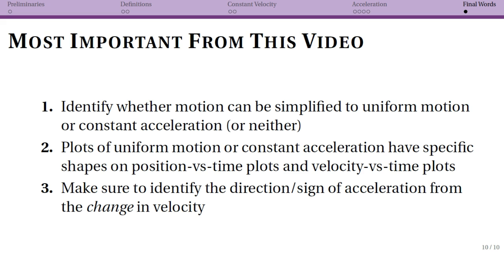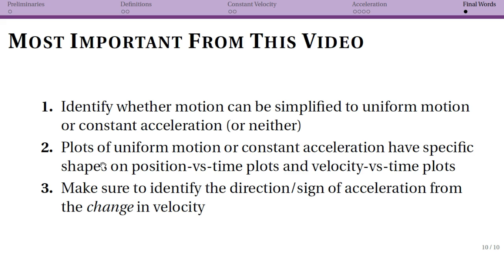So to summarize what was covered in this video, one of the important things to do is to take a motion situation and identify whether it can be simplified to the models that we're going to be working with, specifically uniform motion, which is constant velocity, or constant acceleration. And you might need to break it up into pieces to have each piece correspond to one of these.